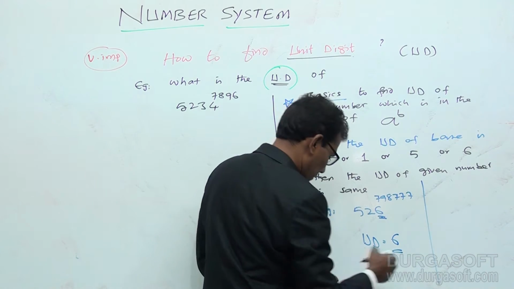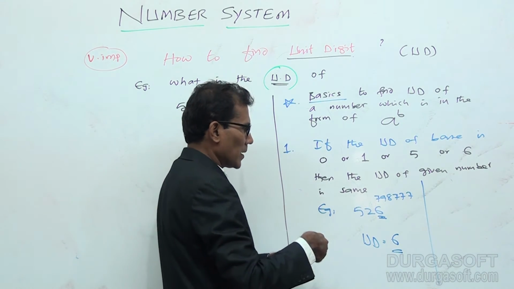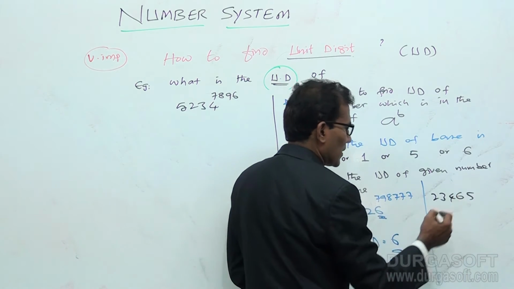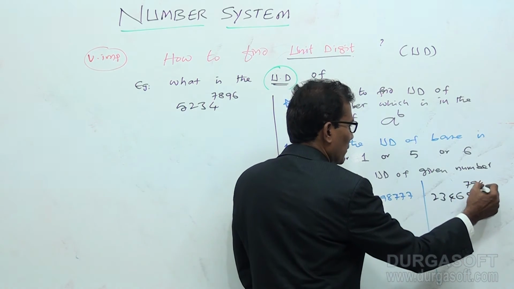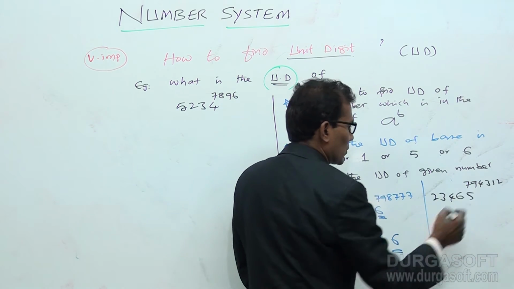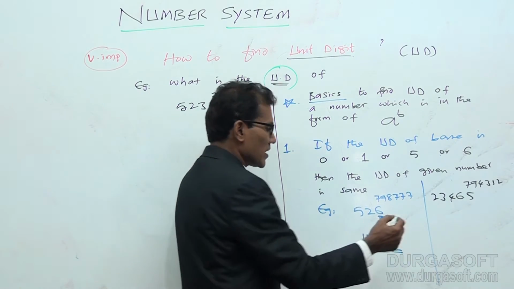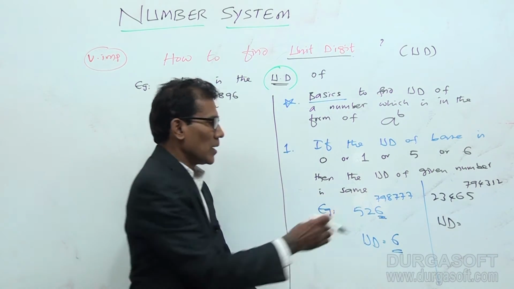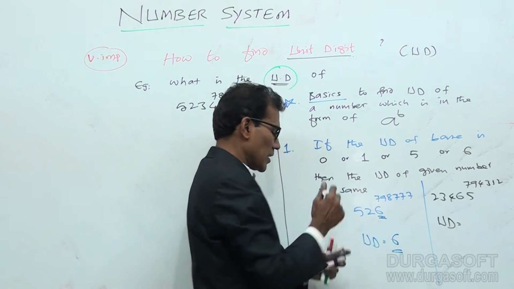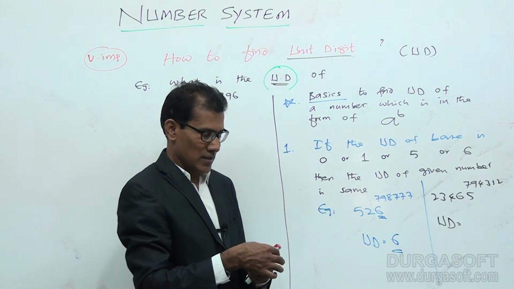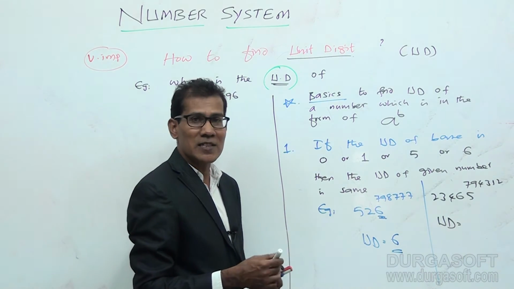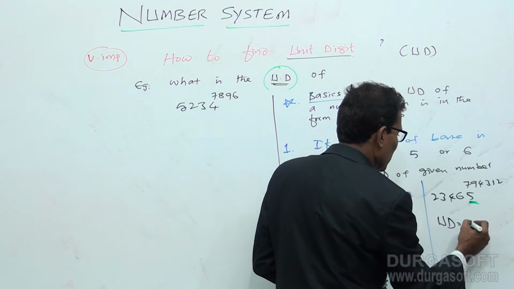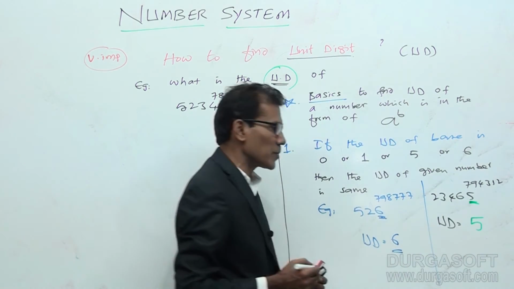And next, take another example. 2,3,4,6,5 to the power 794,312. What is going to be the unit digit here? We know the rule. If the unit digit is 0 or 1 or 5 or 6, your unit digit is going to be the same number, whatever is presented at the unit digit. Here the unit digit is 5, therefore your answer is going to be 5, irrespective of the power.